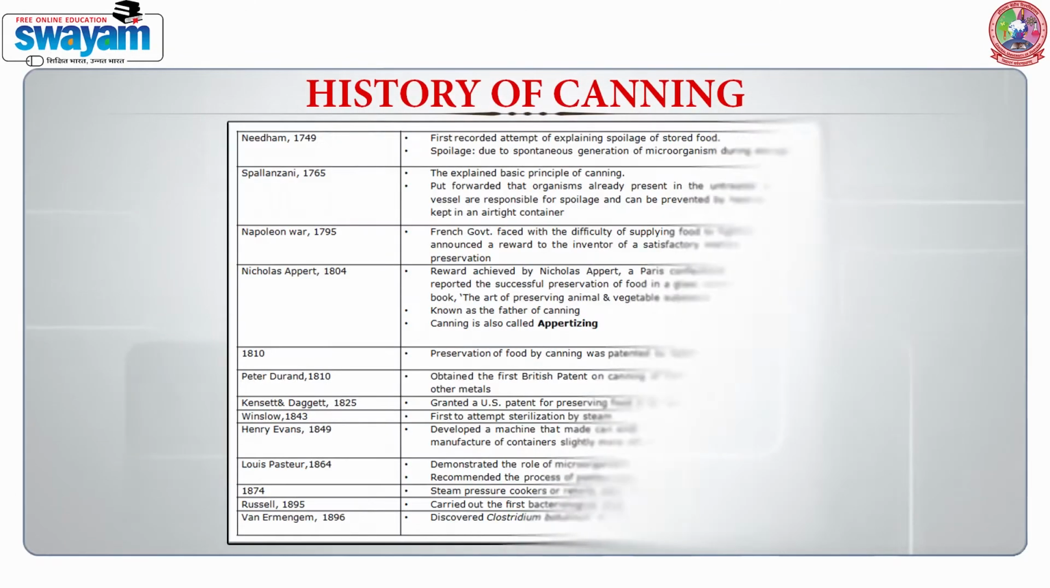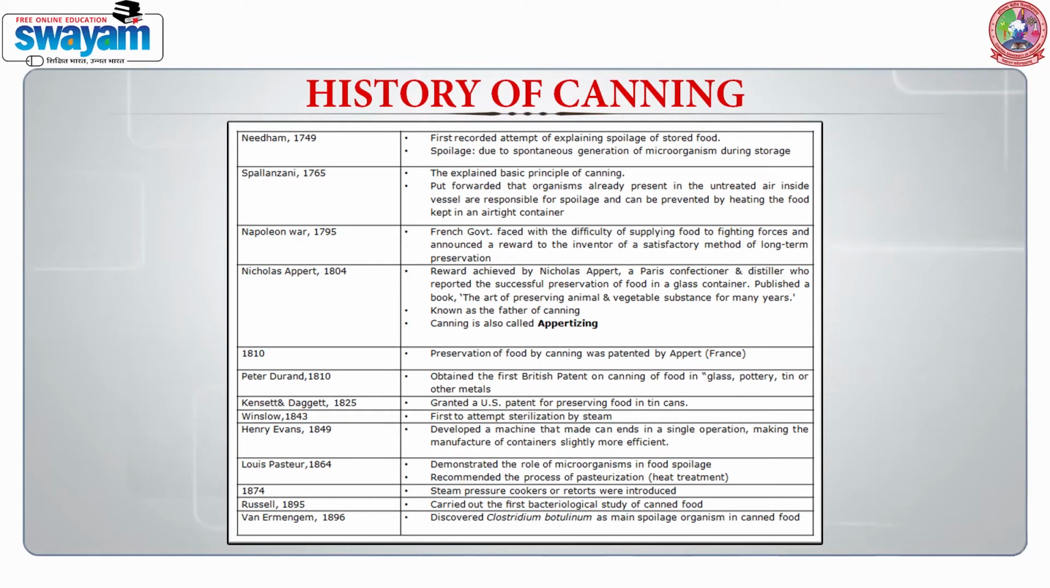The canning process has been utilized since time immemorial. In 1749, Needham was the first to attempt canning to prevent the spoilage of stored food. After that, a number of scientists tried and improved the process of canning. The notable ones are Spallanzani, and then Nicholas Appert is very important because this process is known as appertizing and is named after Nicholas Appert, who is also known as the father of the canning process.